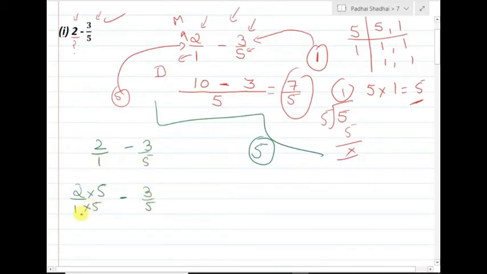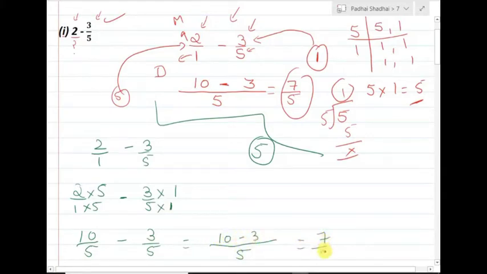Now multiplying both, we will get the result 10 upon 5 minus 3 upon 5. Now, beta, see, the base is same, that is the denominator is same, so we need not take the LCM. Directly we will put 5 and upon 10 minus 3. So we will get 7 by 5. Sorry, beta.